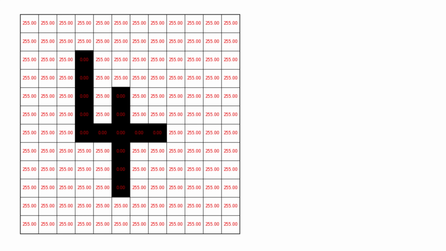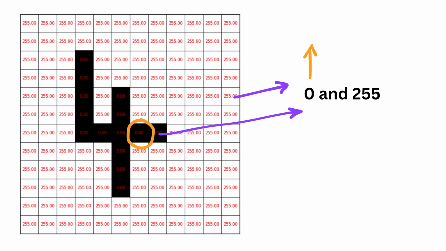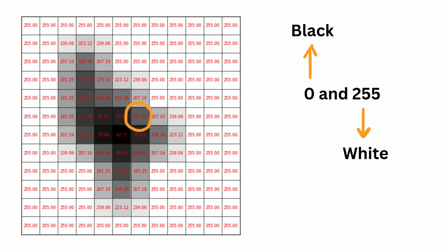Let's take this simple black and white image that shows the number 4 inside a 10 by 10 grid. Since it's a grayscale image, each pixel in this 10 by 10 grid has a brightness value between 0 and 255. The number 0 means completely black. The number 255 means pure white. And anything in between is some shade of gray. For example, a pixel with the number 128 will look like medium gray.